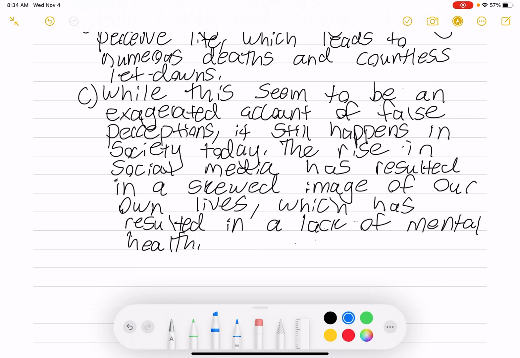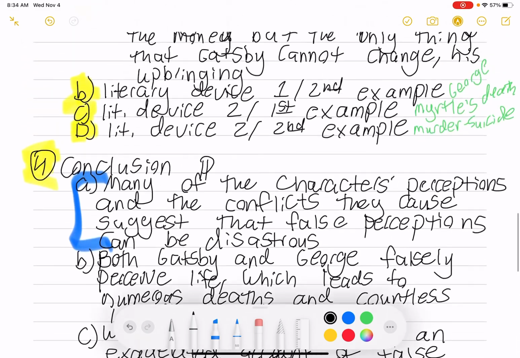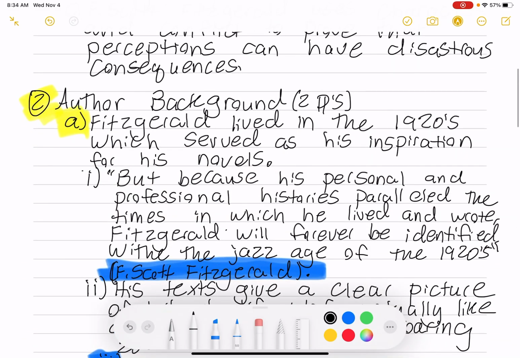And I said, while this seems to be an exaggerated account of false perceptions, it still happens in society today. The rise in social media has resulted in a skewed image of our own lives, which has resulted in a lack of mental health. And I could keep that going for a couple more sentences if I wanted to. So that is your outline. Again, it is handwritten. You need all your evidence in there and your topic sentences. Again, when you go to write your essay, you're obviously going to write more than what's on your outline, but this just gives you an idea of how to start, where to start from.